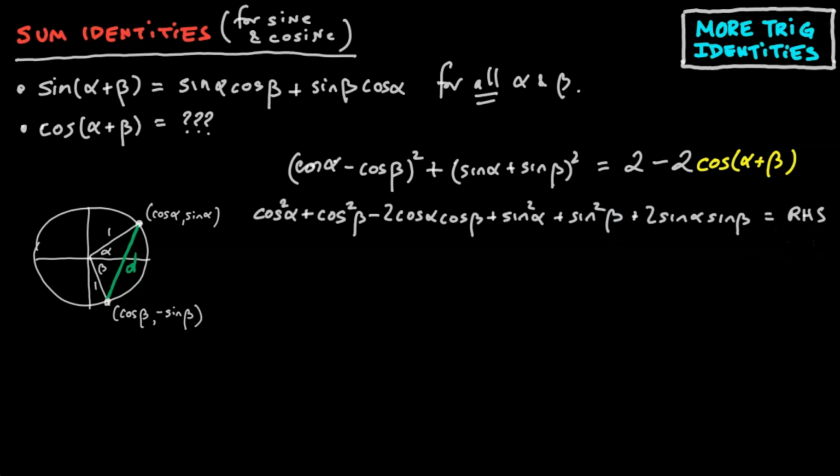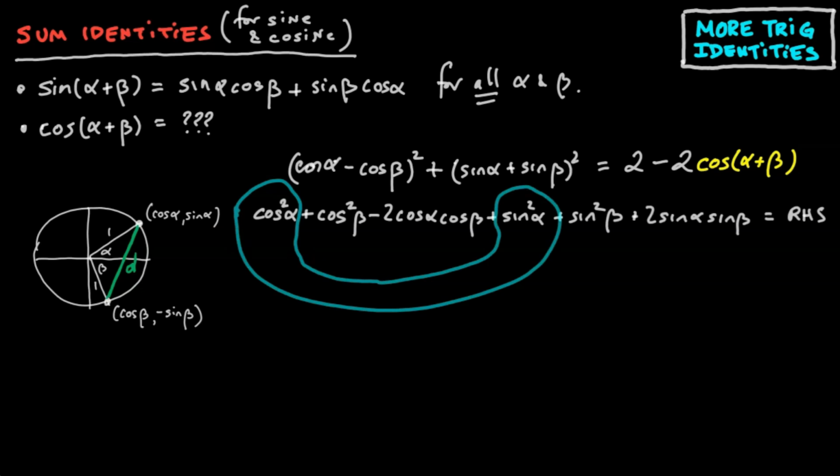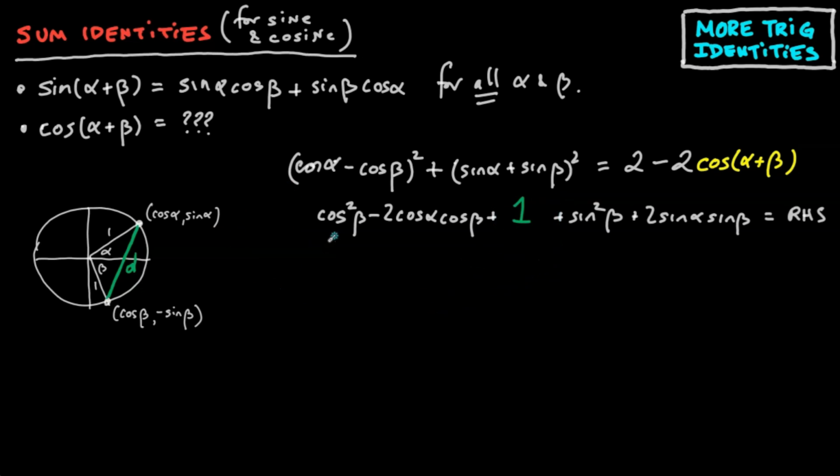Because again, I'm going to make use of some convenient stop motion animation to save time. I've got cosine squared alpha and sine squared alpha. By the magic of Pythagoras, I know their sum is going to be 1. And then I've got cosine squared beta plus sine squared beta. By the Pythagorean identity, their sum is going to be 1. Put those ones together and I get 2.